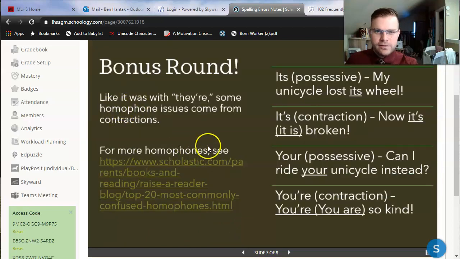Bonus round. So there's a ton more homophones. I've included a list right here that we'll look through in just a moment. Like it was with they're, some homophone issues come from contractions. There's more examples than what we see on this page, but I want to go through 2 more with you. It's and its. I-T-S, no apostrophe, is possessive. So my unicycle lost its wheel, the wheel of my unicycle. I-T apostrophe S is the contraction for it is. Now it's, I-T apostrophe S, it is broken.